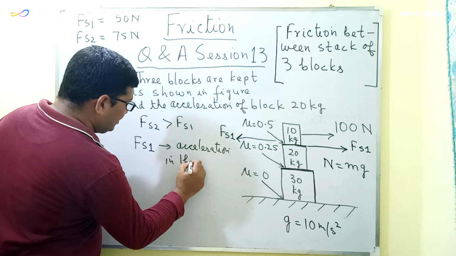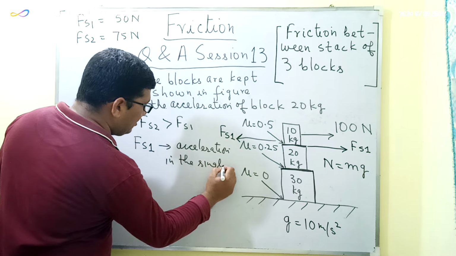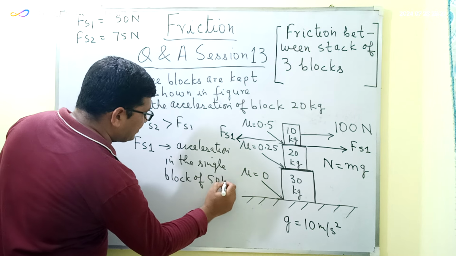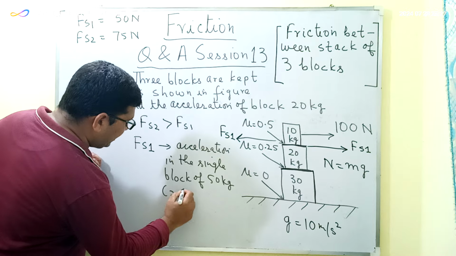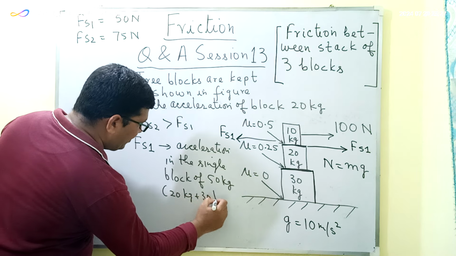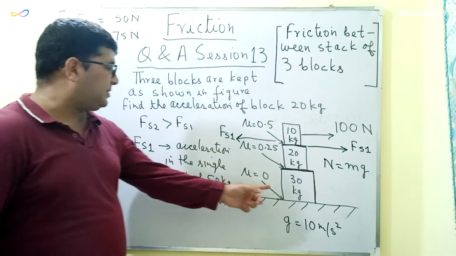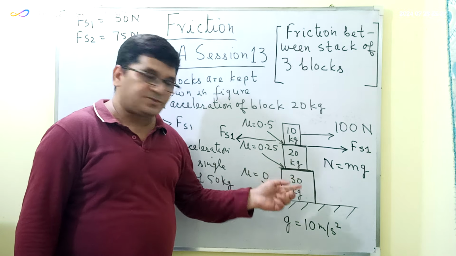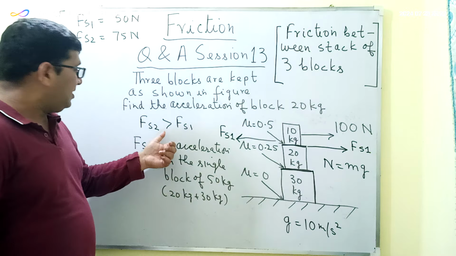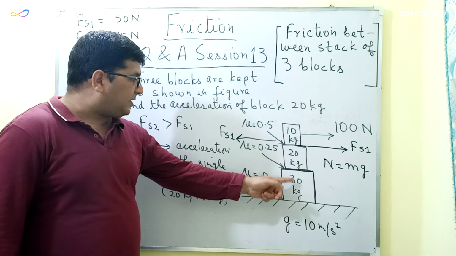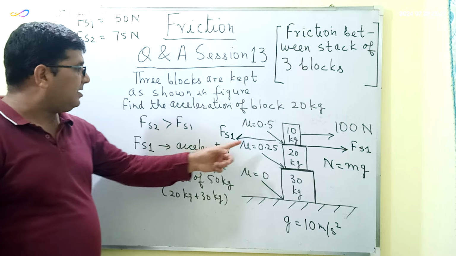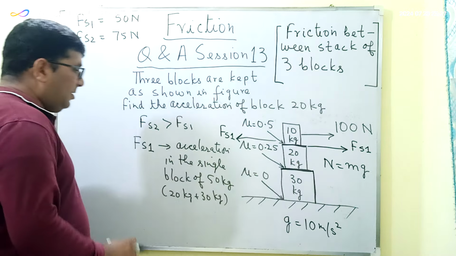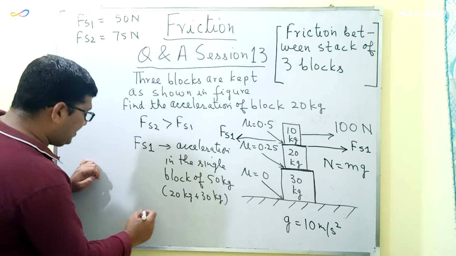So this Fs1 will produce the acceleration in the single block of 50 kg, that is 20 kg plus 30 kg. So we have taken this as a single block of 50 kg because there will not be any relative motion between these two blocks, because the force of friction at the interface of 20 and 30 kg is more than the force of friction at the interface of 10 kg and 20 kg. So it's all very simple.